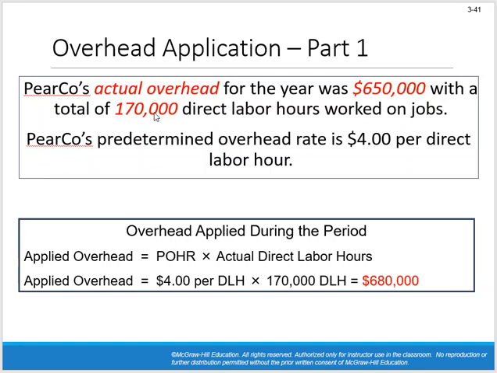So we're going to go back to looking at our favorite company, Pearco. Remember that from the previous chapter. Pearco's actual overhead for the year was $650,000, with a total of 170,000 direct labor hours worked on jobs. Their predetermined overhead rate is $4 per direct labor hour. So we're going to take that $4 per DLH and multiply it by 170,000. So our overhead applied is 680,000. So if we're looking at our actual overhead versus our overhead applied, what do you think? Are we under or over applied?